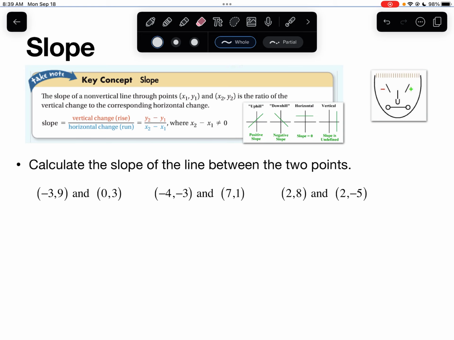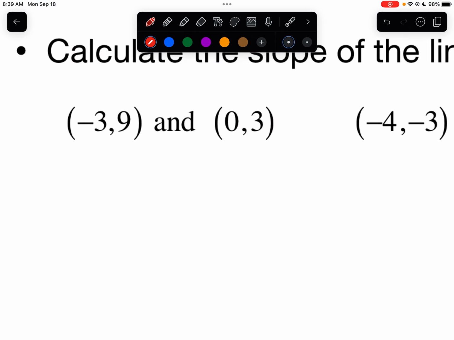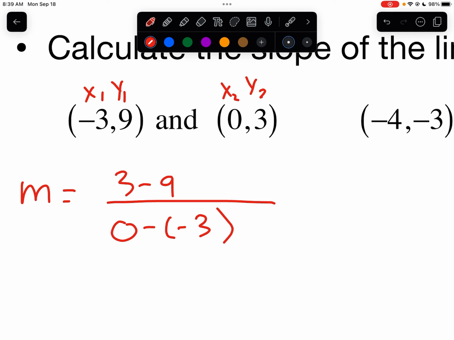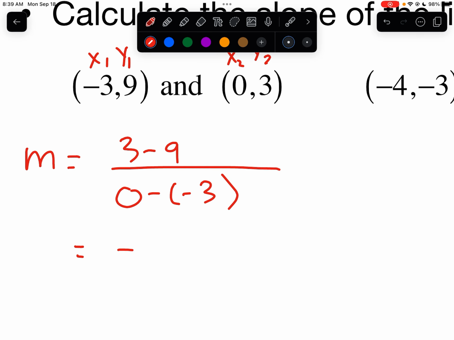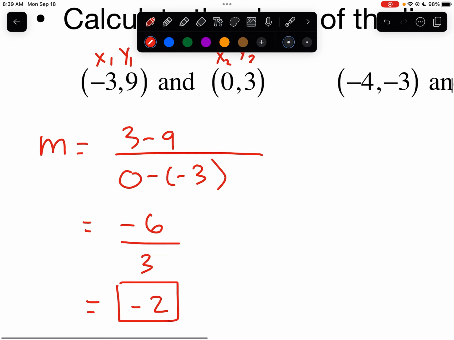With that being said, now let's practice calculating the slope of a line that passes through the given pair of points. And let's start here with (-3, 9) and (0, 3). So our slope calculation is the change in y over the change in x. Most people would say y2 minus y1 over x2 minus x1. 3 minus 9 being negative 6, 0 minus negative 3 is really 0 plus 3. We get a slope here of negative 2 over 1. This is a decreasing linear function.